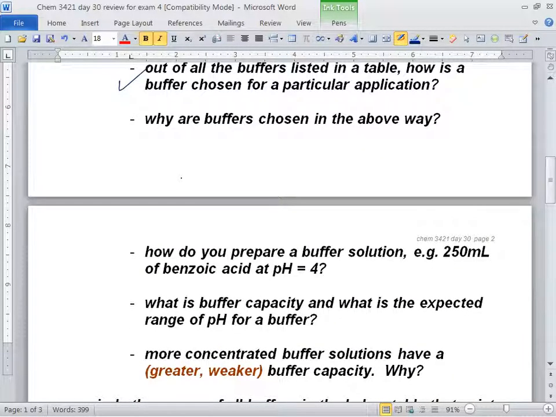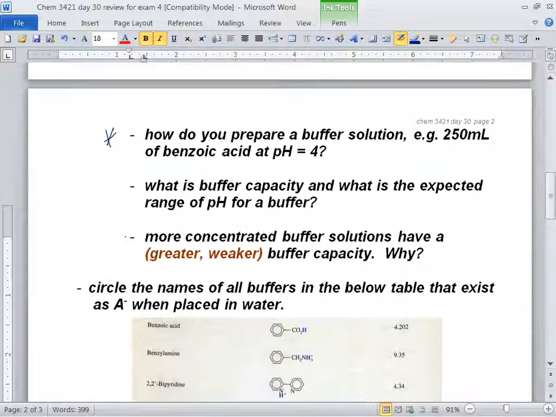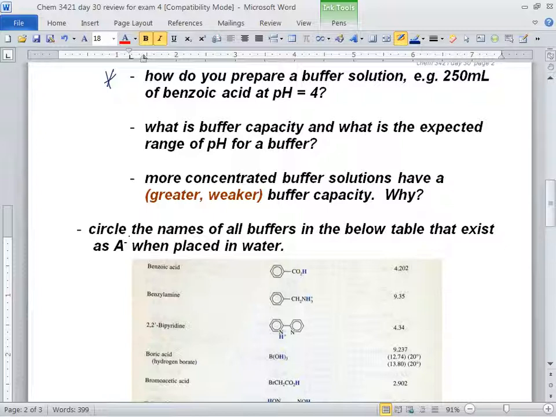Okay, then we had some questions like this. Sabina, we had some questions like this. How do you prepare a buffer? Right now, we're picking benzoic acid, and we want the pH to be 4. You want 250 mils of this stuff.